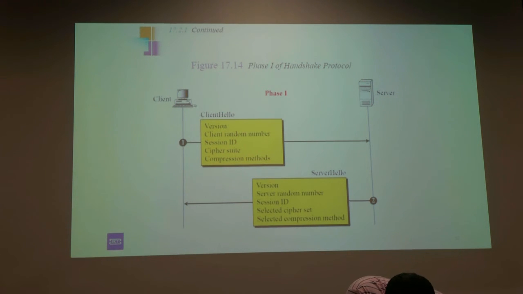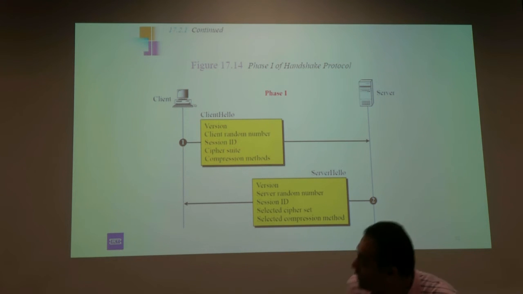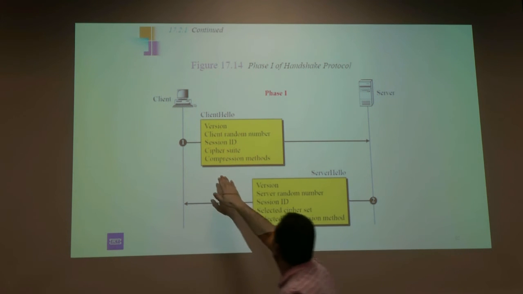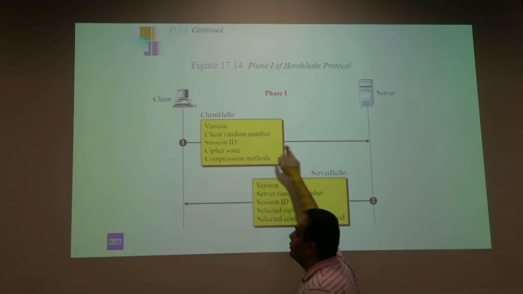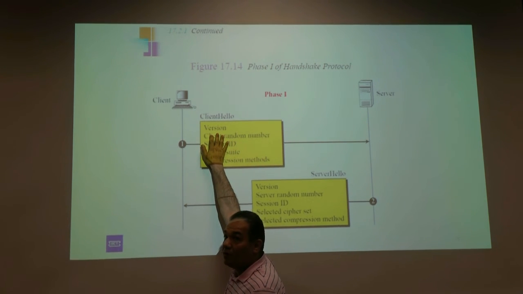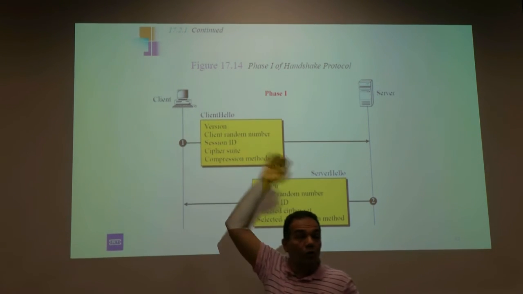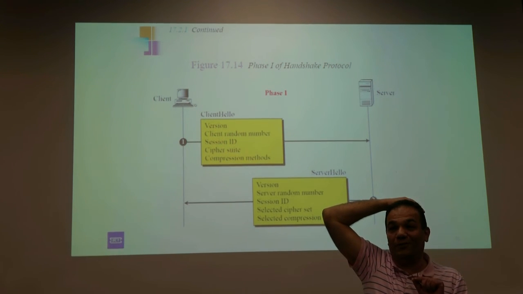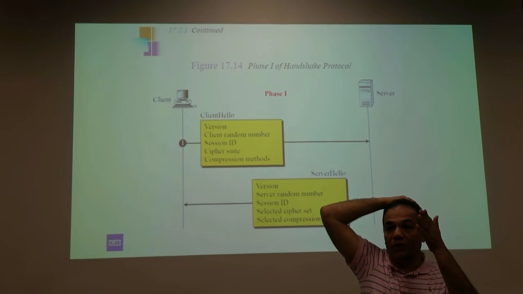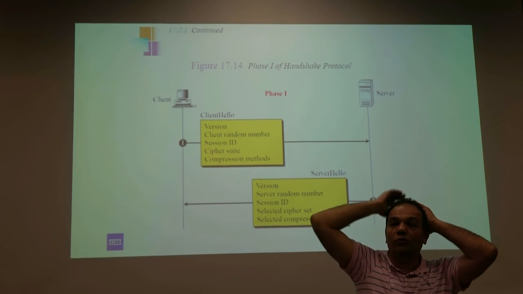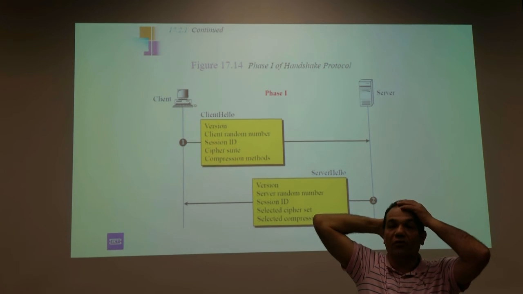2 messages are exchanged in this phase. The first message is client hello. The client sends a hello. What does it include? The version of SSL, because there are multiple versions. The client will tell the highest version it can support, for example 3.1.